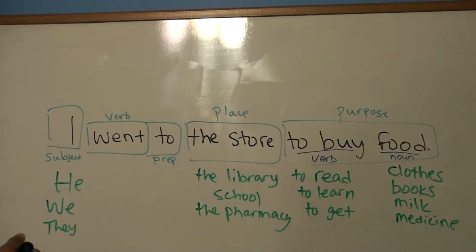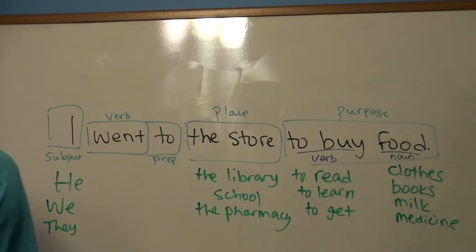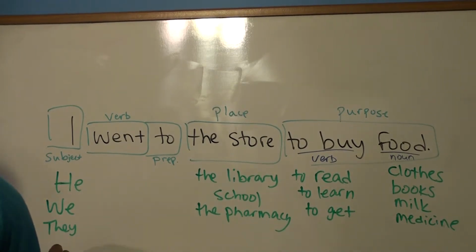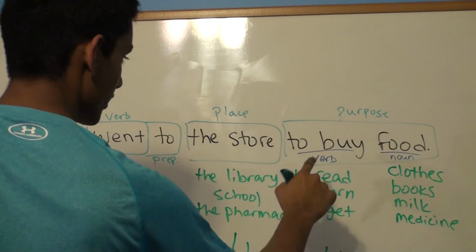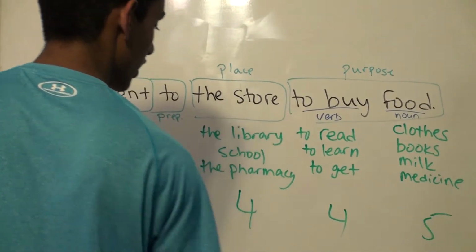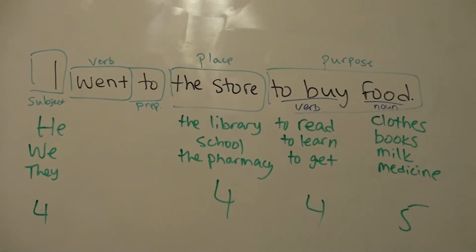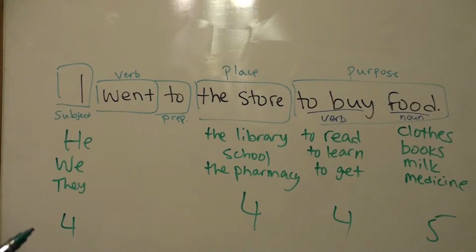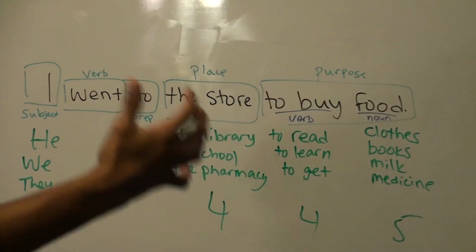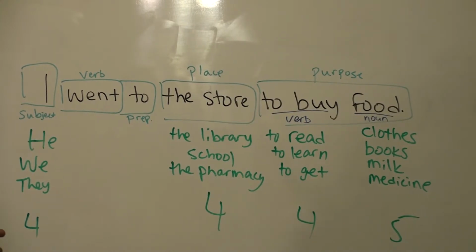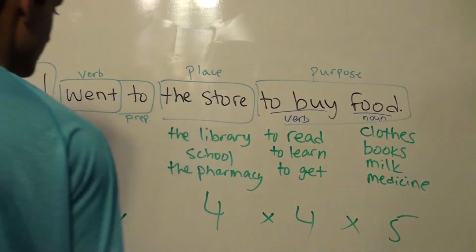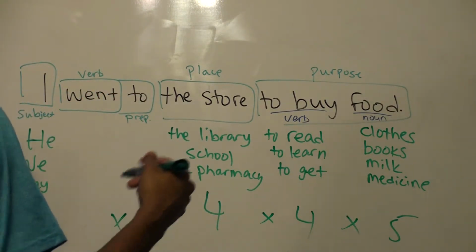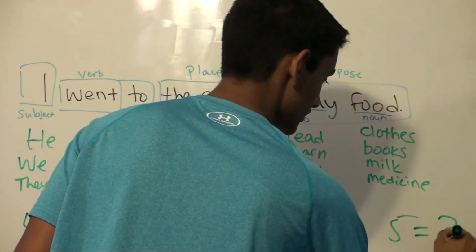So, what have we done? We've made a list of the different parts that we can substitute. And so what do we have? We have 4 subjects, 4 places, 4 verbs and 5 different nouns. So not only have we maintained this sentence structure, we've actually created 4 times 4 times 4 times 5 sentences, which is 20 times 16, which is 320 different sentences.